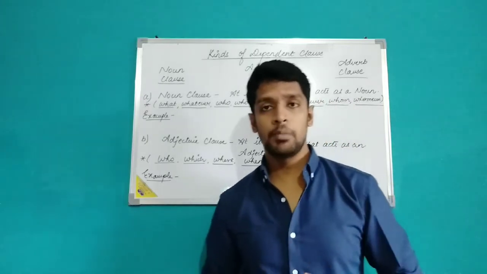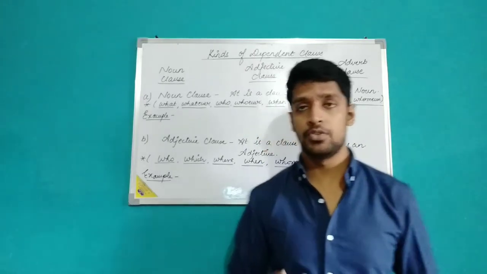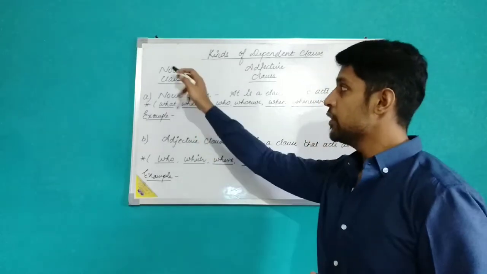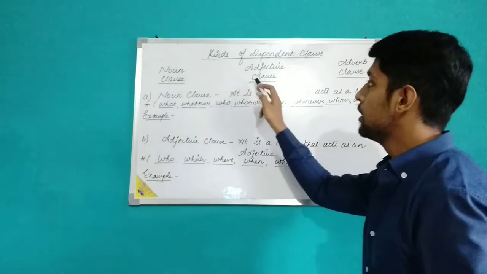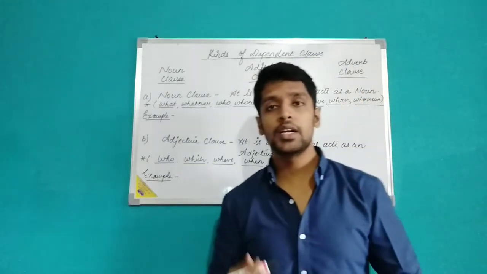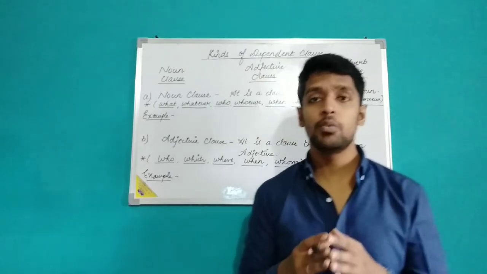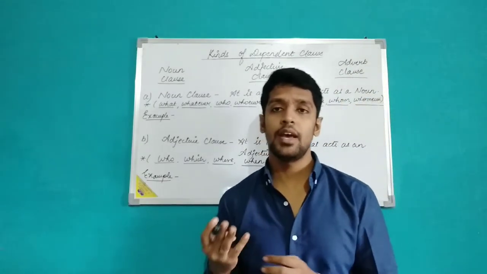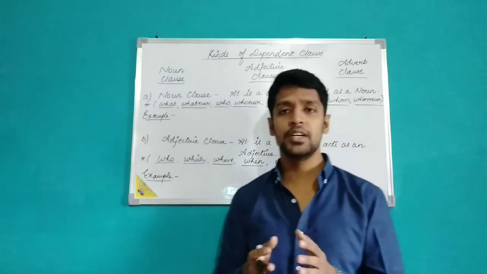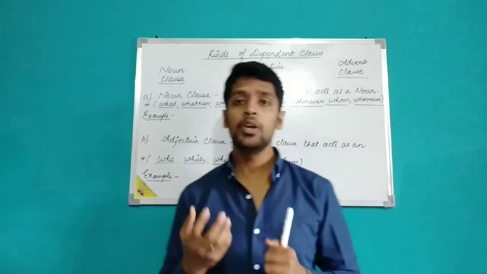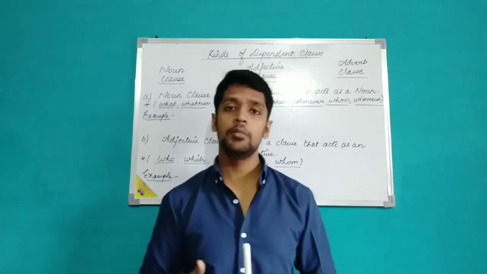So today we'll discuss kinds of dependent clauses. There are three kinds of dependent clauses: noun clause, adjective clause and adverb clause. Before starting noun clause, let's understand what a noun is. A noun is a name of a person, place, animal or thing, which we have studied since our childhood. I repeat, a noun is a name of a person, place, animal or thing.